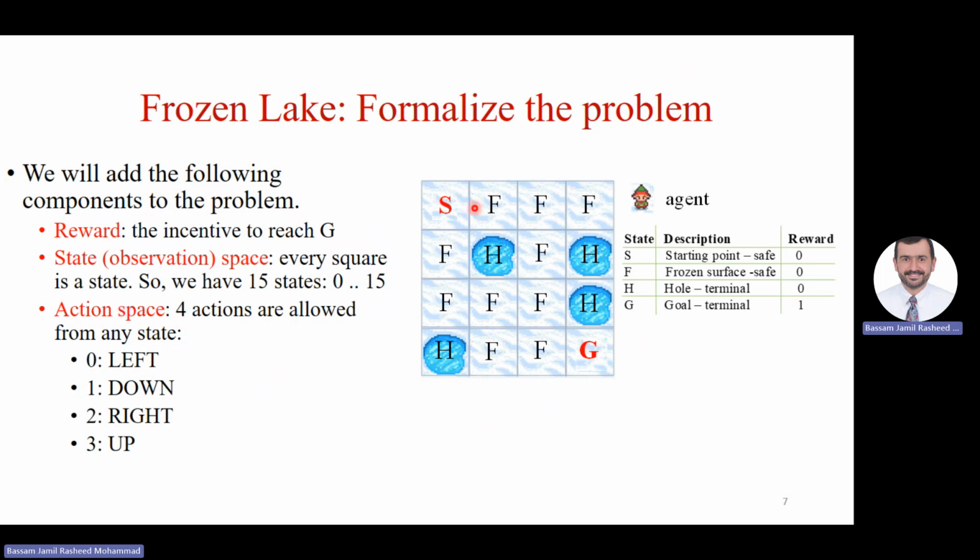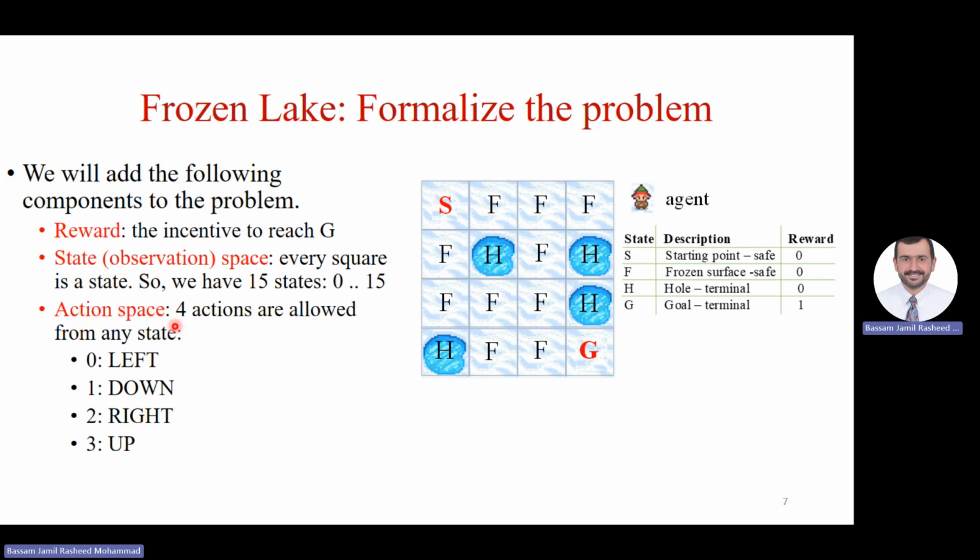So now I'm going to attach rewards to go into all these states, and my rewards are zeros. But if you get to the goal, I'm going to give you a reward of 1. Okay. Now we have states, right? And these states are enumerated from 0 to 15, 0, 1, 2, 3, as we'll see in the next slide, or I have seen in a previous slide.